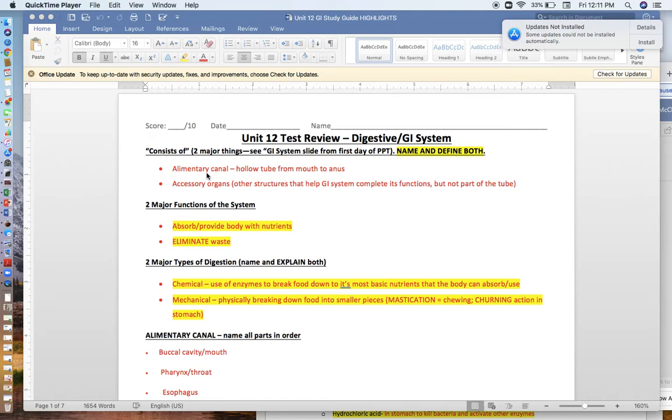All right, guys, here we go with the Unit 12 test review. So I wrote down everything I think was important and highlighted what I think might be very important for you to know. So please feel free to add this to what you have already constructed for your review.